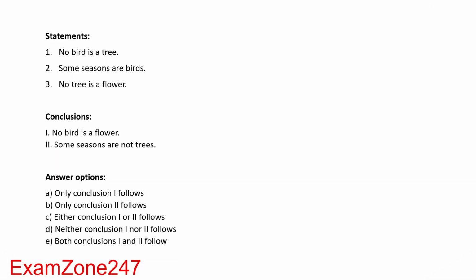Now let us look at one more example for either or type of questions. First we will draw the Venn diagram based on the statements. No bird is a tree. Now let us draw. Let's say these are the birds, and they are telling no bird is a tree. The second one is some seasons are birds. So there are some seasons which are birds, and no tree is a flower. There are no trees which are flowers.